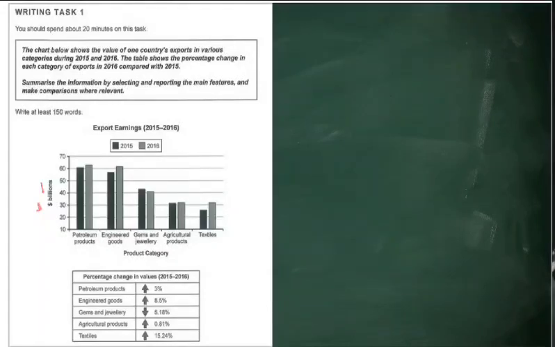So, okay, and we have the categories. We have petroleum products, engineered goods, gems and jewelry, agricultural products, and textiles. And of course, we have a table down below which says percentage change in values. So petroleum products have had a 3% increase, engineered goods an 8.5% increase, gems and jewelry a 5.18% decrease or downfall, and agricultural products again. So every category has had an increase apart from gems and jewelry. So exceptions are always something that you would focus on.